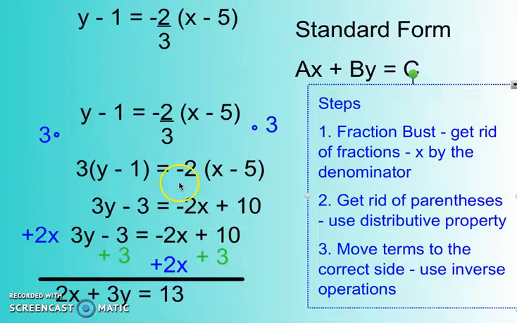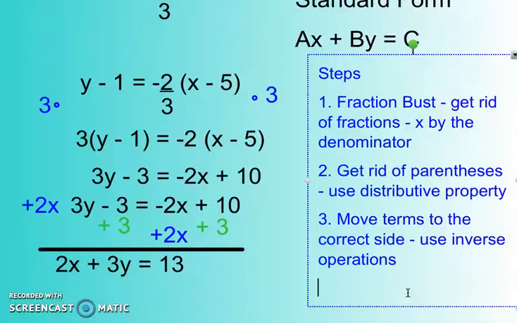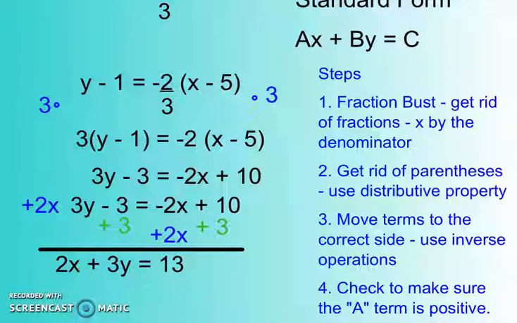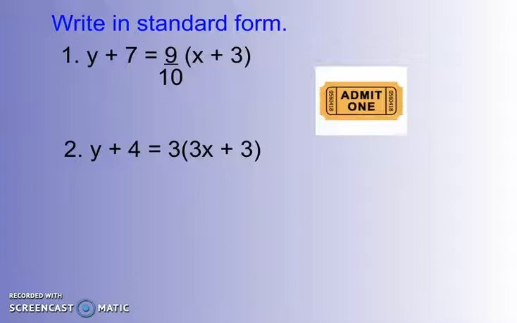Step number 2, we got rid of parentheses, so we use the distributive property. Then step 3, move the terms to the correct side, and we use the inverse operation. And then step 4, I want to add to this, check to make sure the A term is positive. And if it's not, we need to divide by a negative 1. Okay? What I want you to do is try these 2 problems for tomorrow.